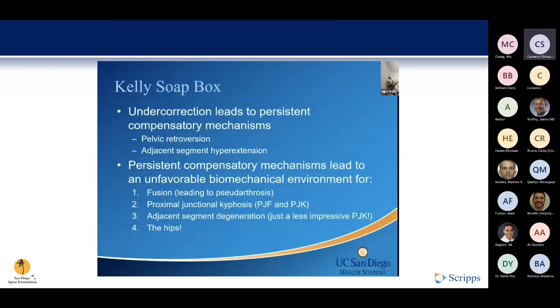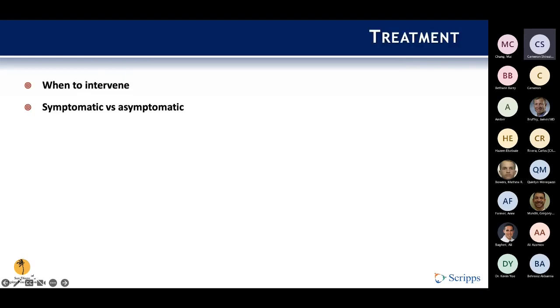And then this was just a snippet I had from Dr. Kelly's talk earlier this year, talking about the spectrum, and we have to balance these patients. If you have persistent compensatory mechanisms that you're trying to use to make up for this lack of balance, it can lead to, as you know, an unfavorable biomechanical environment, and that leads to a huge subset of problems, including this PJF and PJK, so another factor to look into.